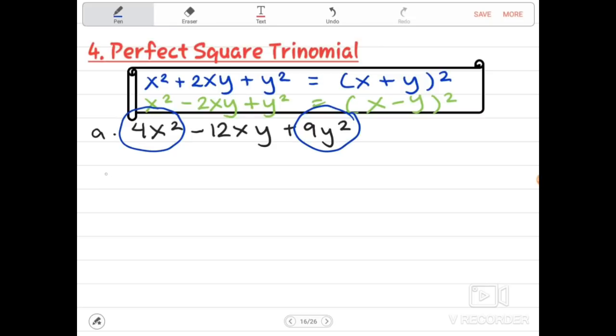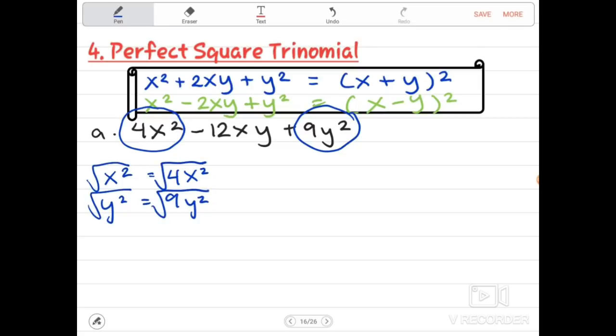Yes. So, kunin natin x squared, y squared. So, 4x squared, then 9y squared. Kunin lang natin yung value ng x and y. So, square root ulit natin yan. So, x is equal to 2x, y is equal to 3y. Then after that, kapag tinignan nyo yung formula 2xy, kailangan kapag tinimes natin si x and y ng 2, kailangan siya yung middle term.